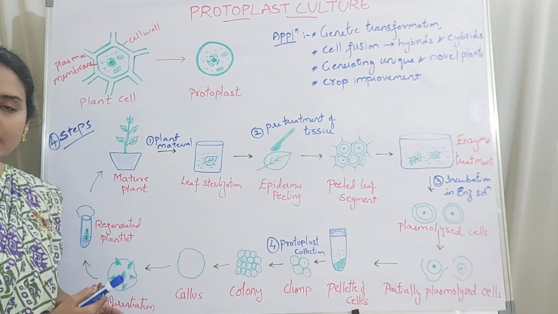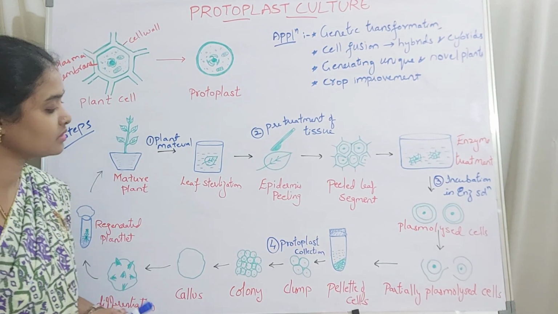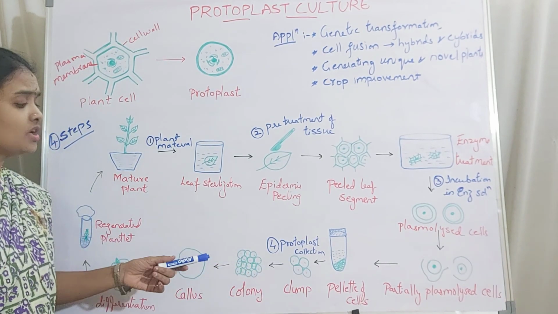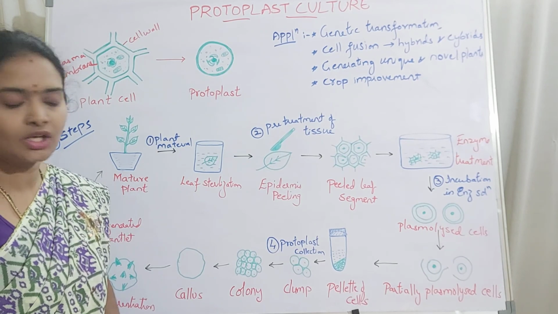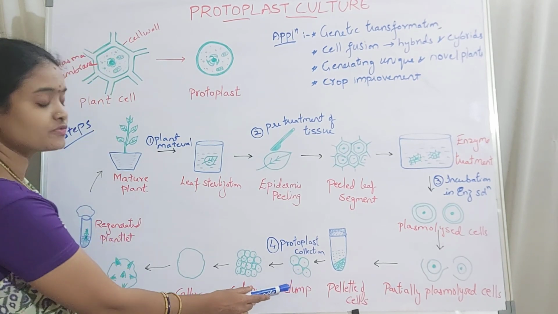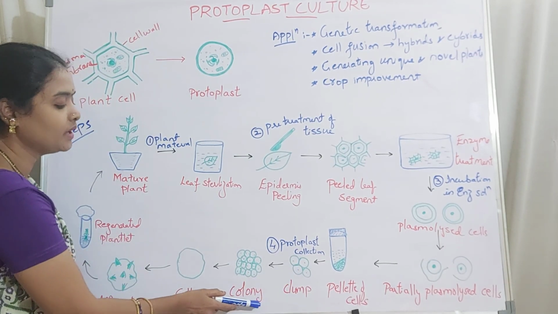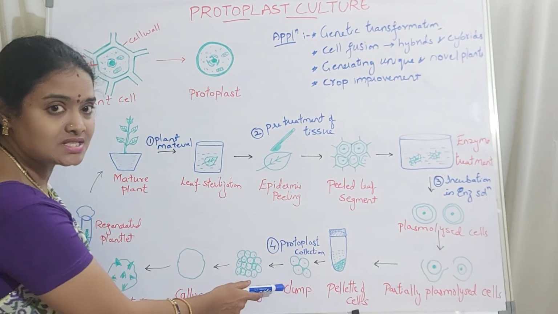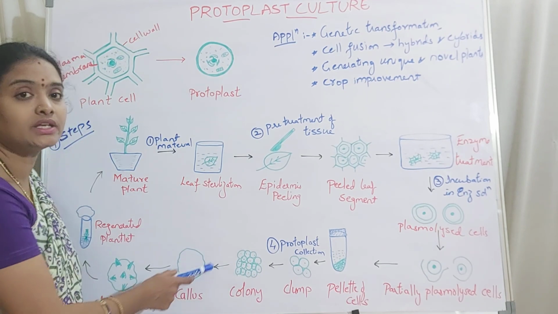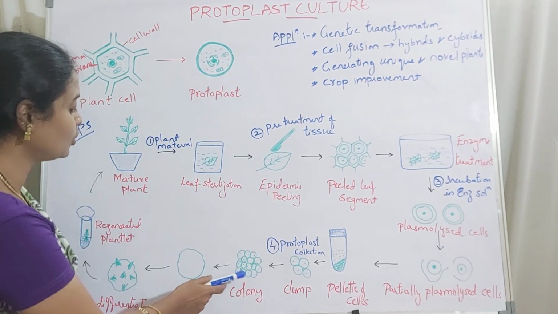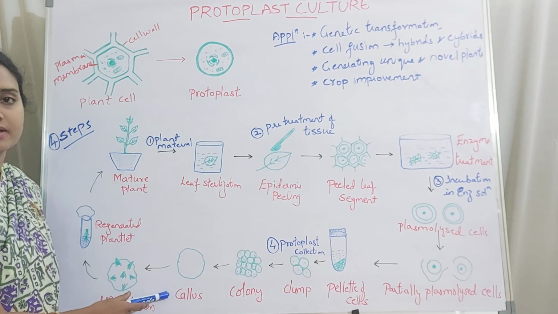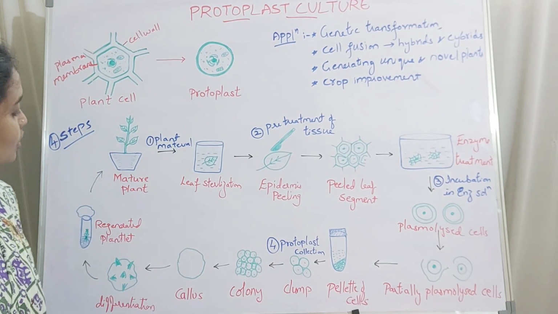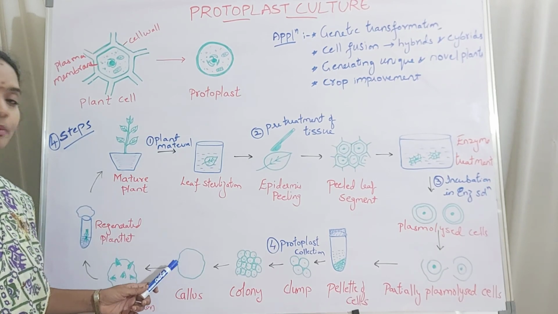Now this clump will be inoculated in plant tissue culture media under a suitable artificial environment. The media is artificially prepared so that the protoplast can survive in it, and temperature, pH, everything are controlled. This clump of cells starts dividing to form a colony of cells, followed by formation of callus. Callus is an undifferentiated mass of cells.